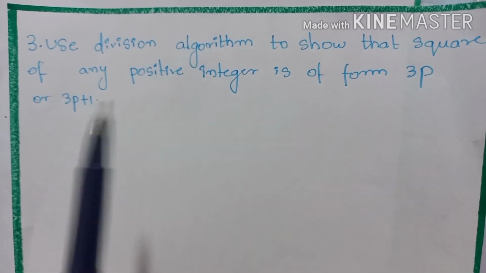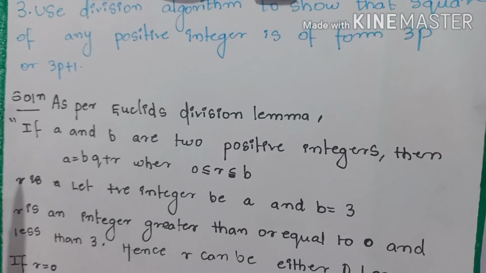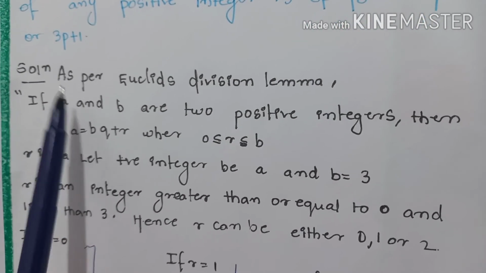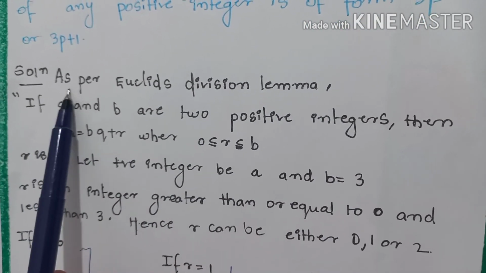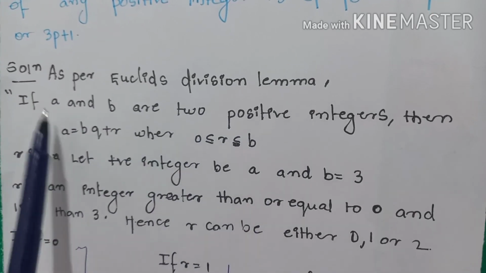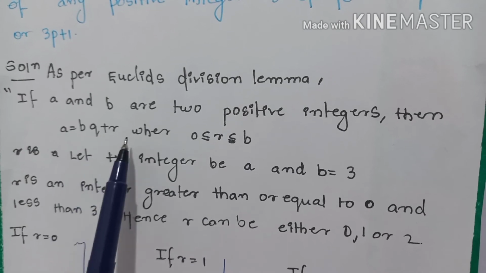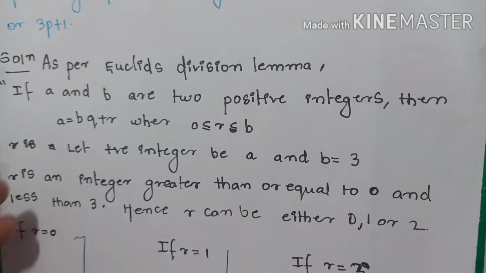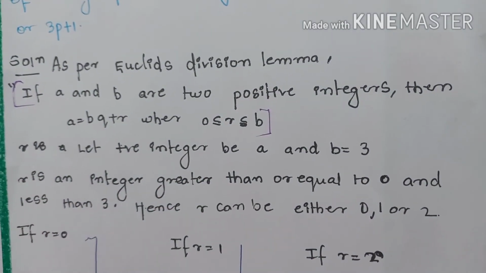of the form 3p or 3p plus 1. Now let's start solving the third question. The same steps should be written which we have done in the previous problem, but the numbers will be changed. As per Euclid's division lemma, if a and b are two positive integers, then a is equal to bq plus r, where r lies between 0 and b. This statement should always be remembered.